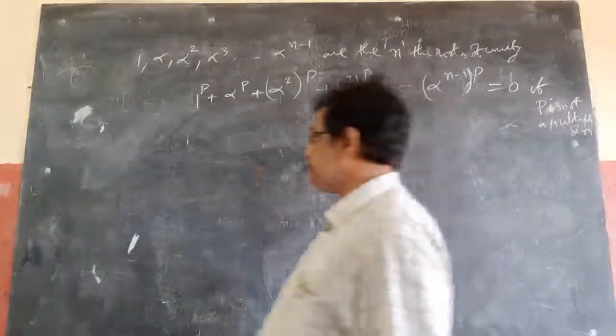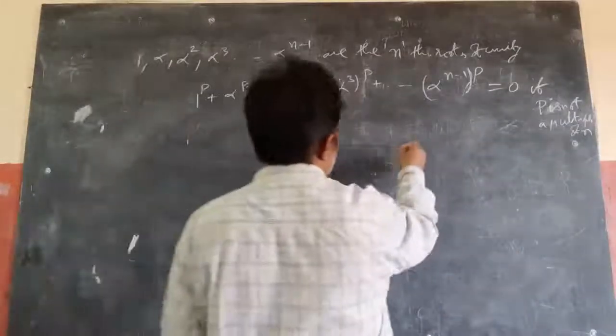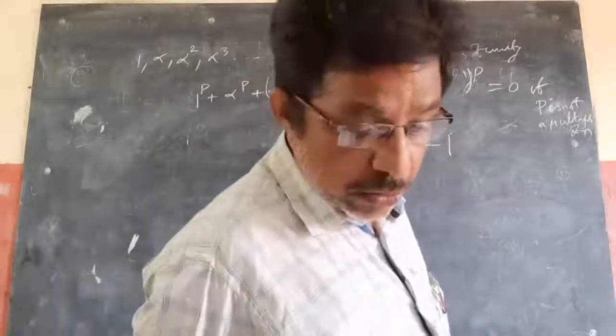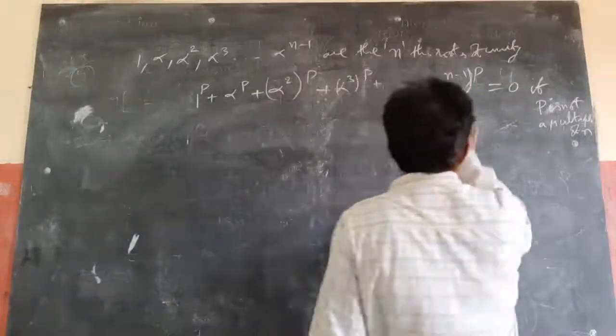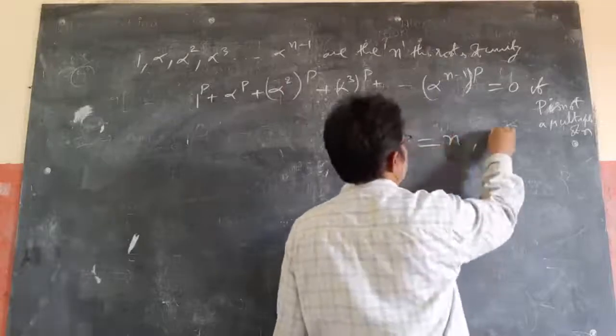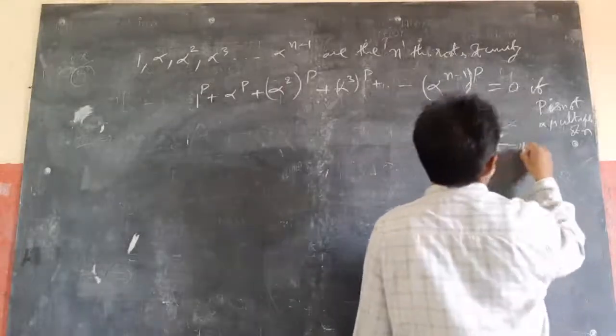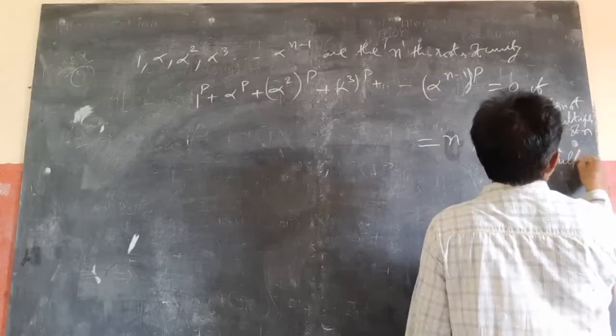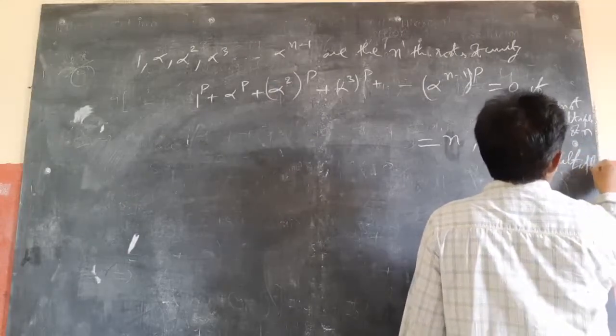Like the same, this value is equal to 1. This value is equal to n, if p is a multiple of n.